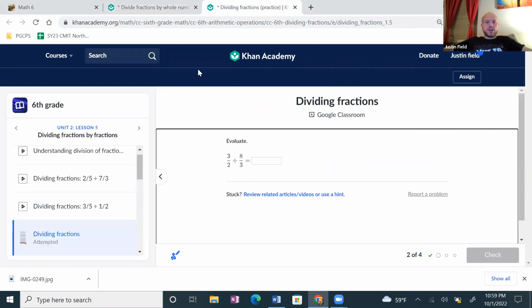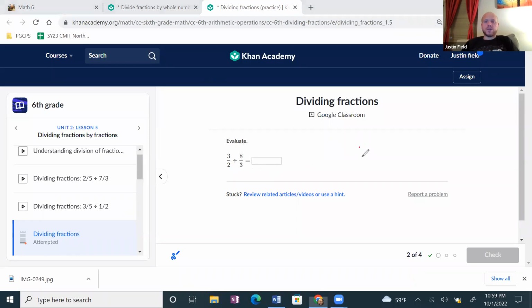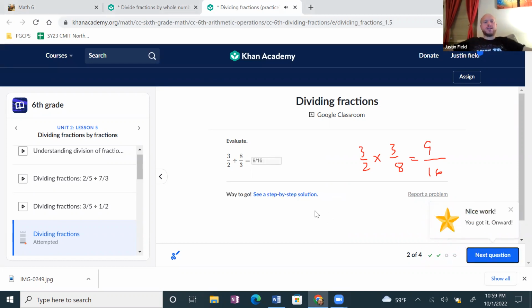And then this one right here, you don't even need to put it over 1. It's already a fraction. So 3/2 divided by 8/3 is 3/2 times 3/8. Should be 9/16. Now just multiplying across. 9/16. Let's hear it. All right.